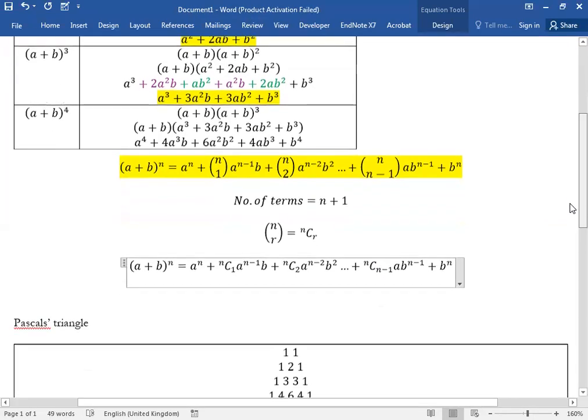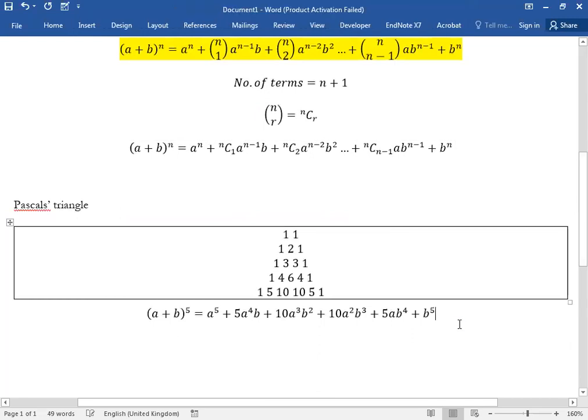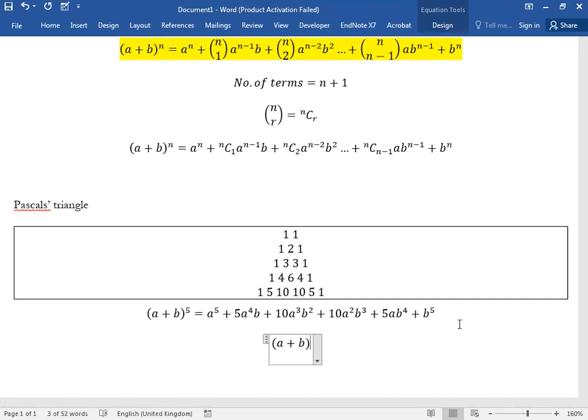Okay, now let's try to do, and I'll explain how you do that in the calculator as well. Let's try to do (a + b) to the power 5. Now, instead of Pascal's triangle, we'll be using nC1, nC2 to get the coefficients, right? So the first one is a to the power 5.